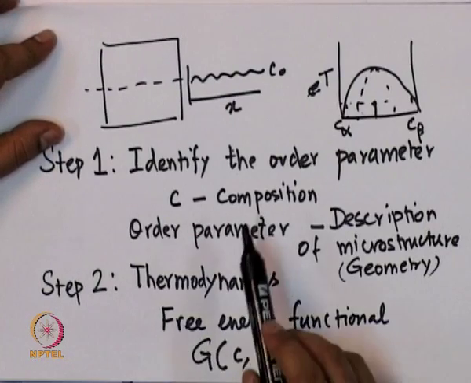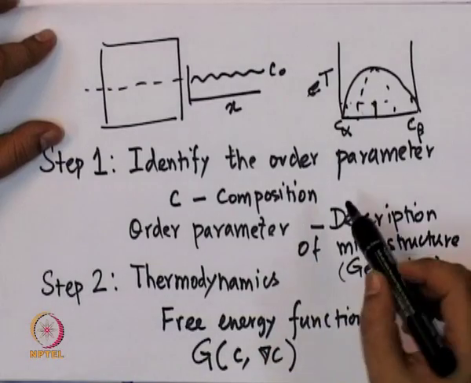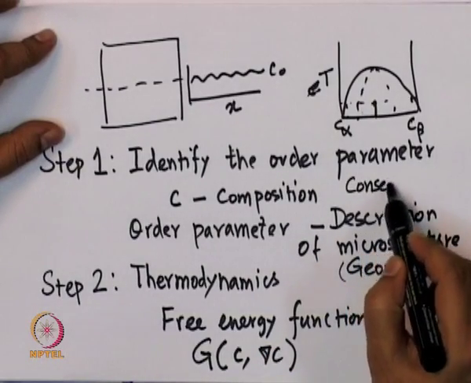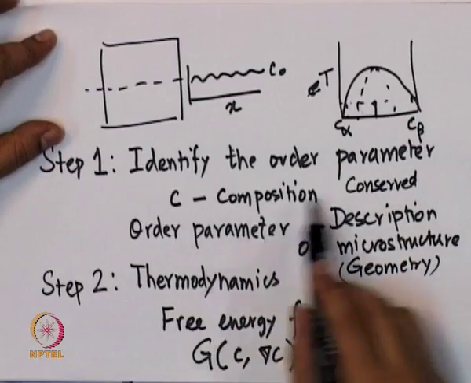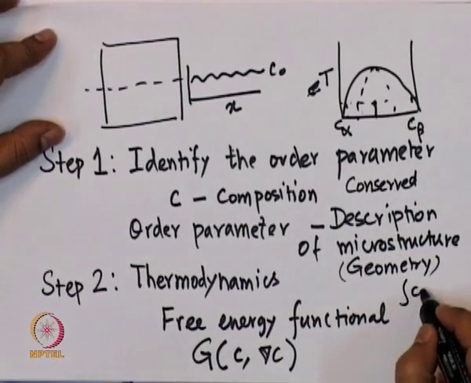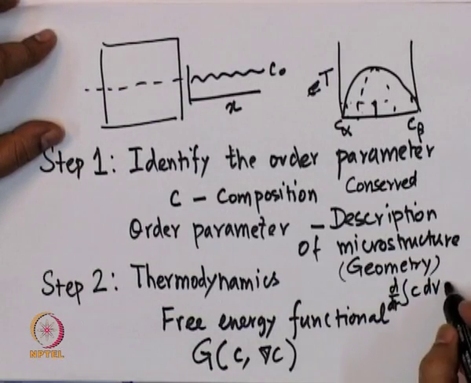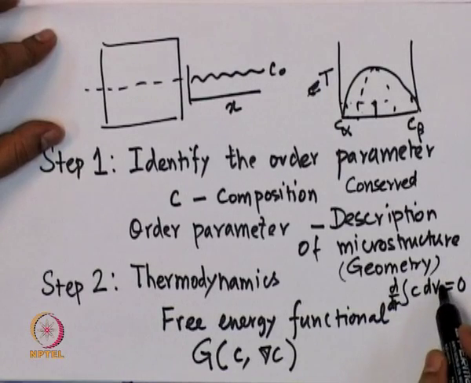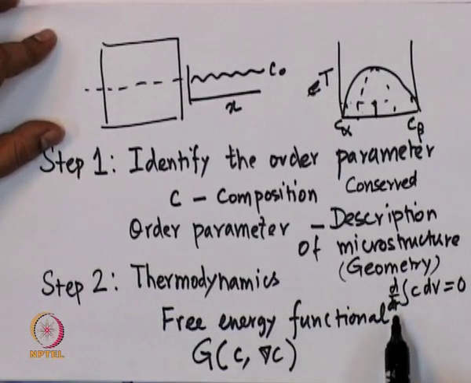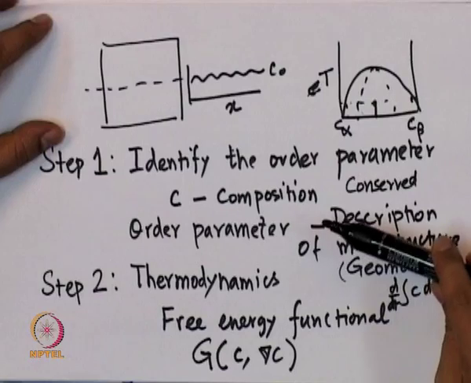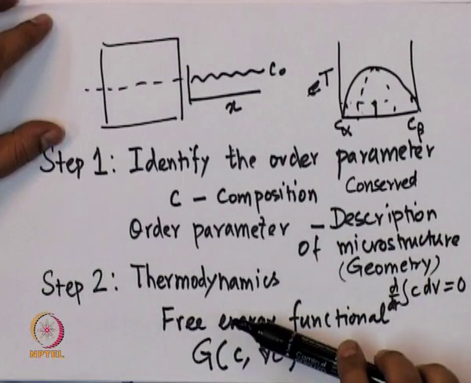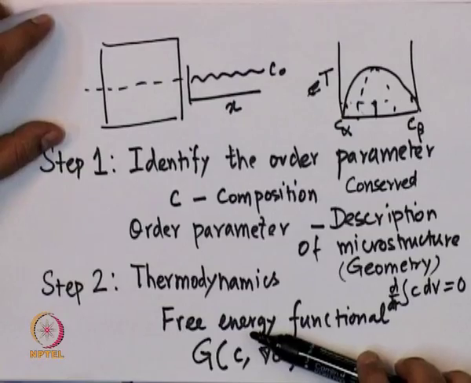Now, the order parameter that we have identified is a conserved order parameter, because the integral of composition over the volume, if you take with time how it changes, is 0. The integral of C dV is some C naught, a constant, so d by dt of C naught is equal to 0. So, we have the description of microstructure, and we have the thermodynamic description for the given microstructure.